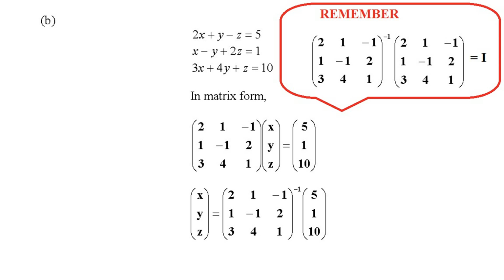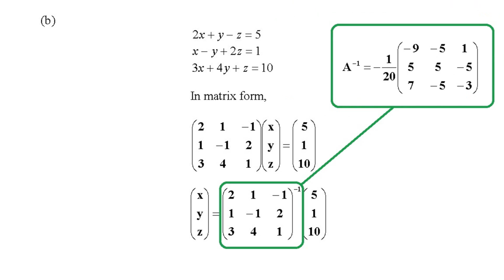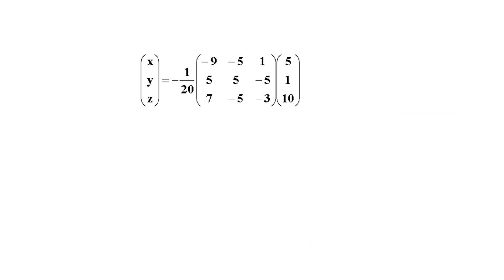5, 1 and 10. Okay, now I want you to note that we did calculate the inverse of that matrix in part A of the problem. So for the inverse, remember we had minus 1 over 20 multiplied by minus 9, minus 5, 1, 5, 5, minus 5 and 7, minus 5, minus 3. So I used that inverse in order to work out x, y and z, and by multiplication I had a final answer for x, y and z to be 2, 1 and 0.